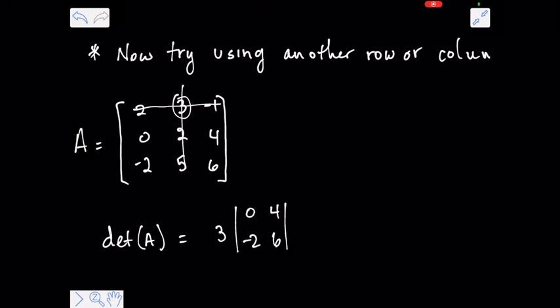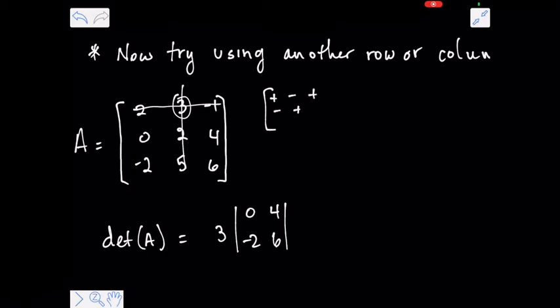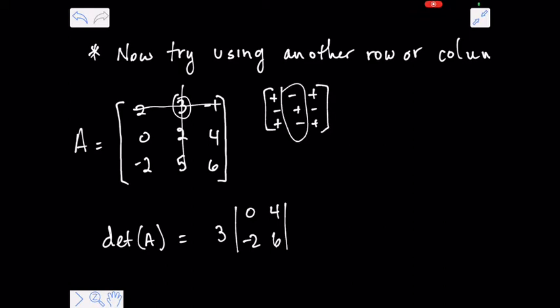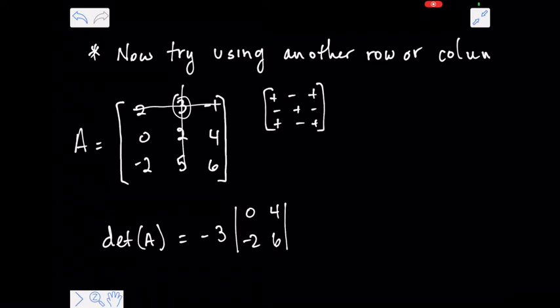Now that's the minor. The cofactor now, if you remember, plus, minus, plus, minus, plus, minus, plus, minus. There we go. Since we're expanding along that column there, that very first entry has to be negative, or we have to multiply it by negative 1 rather. So I've got to multiply that there by negative 1, which makes it negative 3.